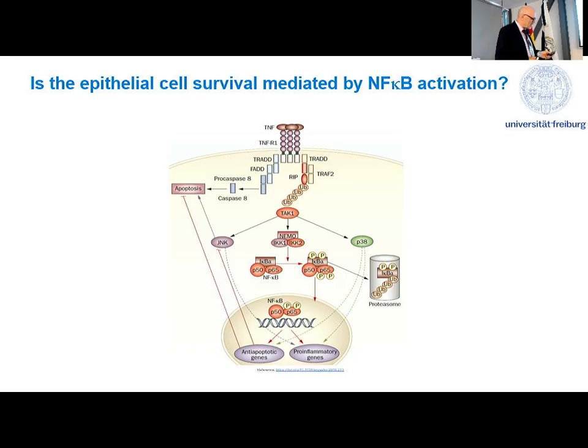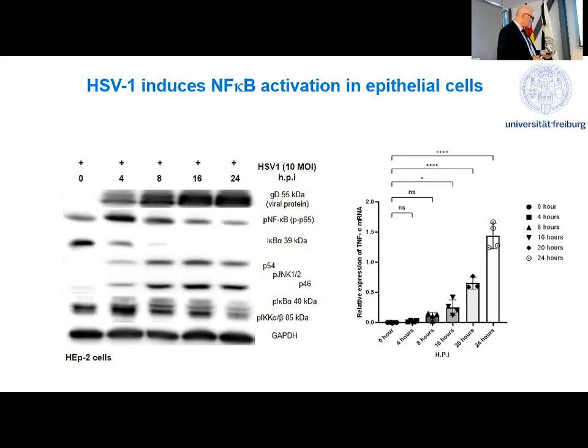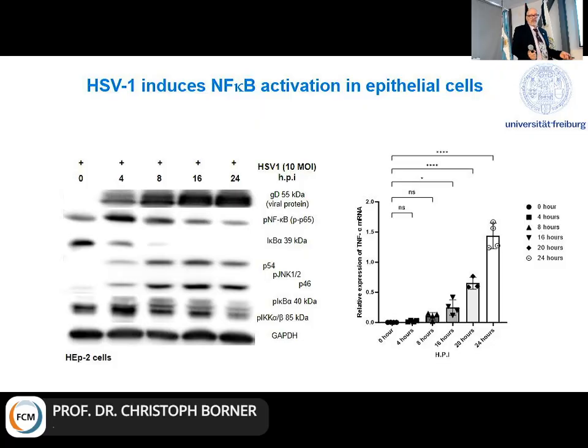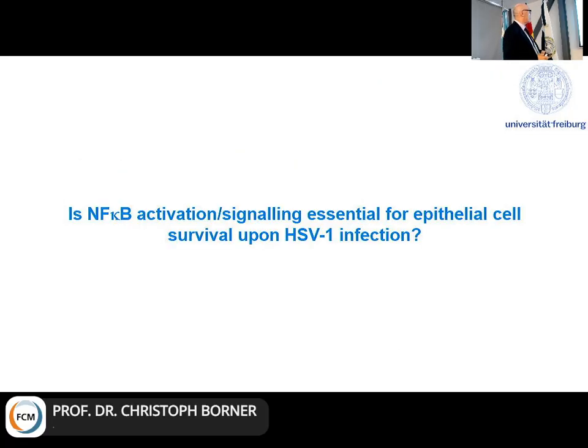In order to look at NF-kappa B signaling, we need to look at the phosphorylation or activation of IKK2 or IKK1, which then phosphorylates an inhibitor of the NF-kappa B that is degraded, and then the NF-kappa B is phosphorylated and acts as a transcription factor. So we did this, and in fact, the virus induces NF-kappa B signaling. You see here clearly the phosphorylation of NF-kappa B. You see the degradation of the inhibitor, and you also see the induction of a target gene of NF-kappa B, which is TNF. So it clearly activates NF-kappa B.